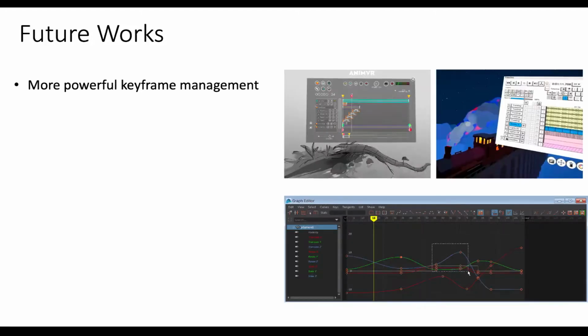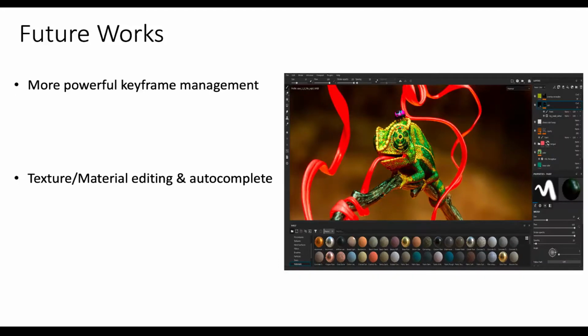Here we discuss the future risks. Now we provide a basic keyframe management. It will make the animated sculpting more powerful if we can include more advanced keyframe managements. To do that, we can learn from Quill and Maya to design intuitive and powerful keyframes. Second, for now we focus on sculpting models and motions creations. A potential work will be adding texture editing and autocompletes, which will make the sculpting content much more appealing.